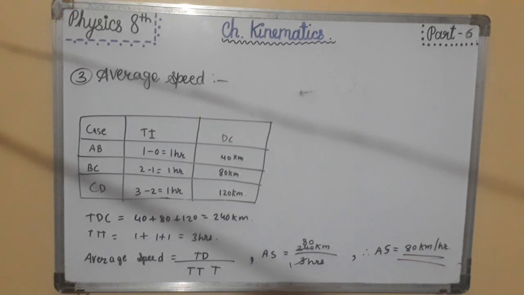Because kilometer and hours are not the same terms, we write them as they are in the upon form. I hope you have understood this. Note that when a body is moving with non-uniform speed, we consider the average speed of that body. And average speed is a scalar quantity. I hope you have understood this.